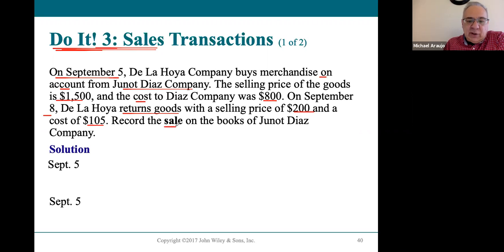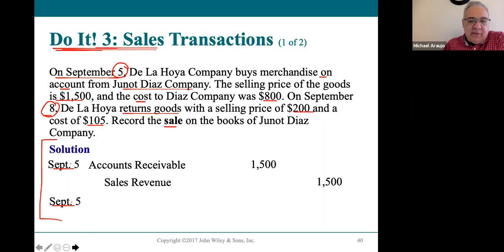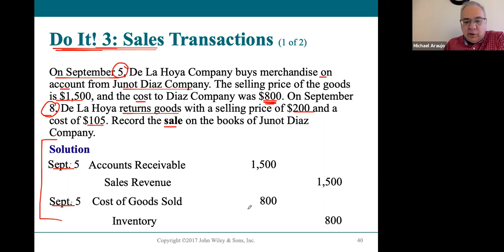So we do two things. First, we're going to be recording the sale, which is what happened on the 5th. Second, we'll record the return, which happened on the 8th. So on the 5th, again, anytime there's a sale, we have to do two steps: record the sale and record the cost of the sale. So in this case, we had a sale of $1,500. Accounts receivable gets a debit. Sales revenue gets the credit for $1,500. And we sold them $800 worth of our inventory. So we are going to debit cost of goods sold, $800, and credit our inventory because we sold it.